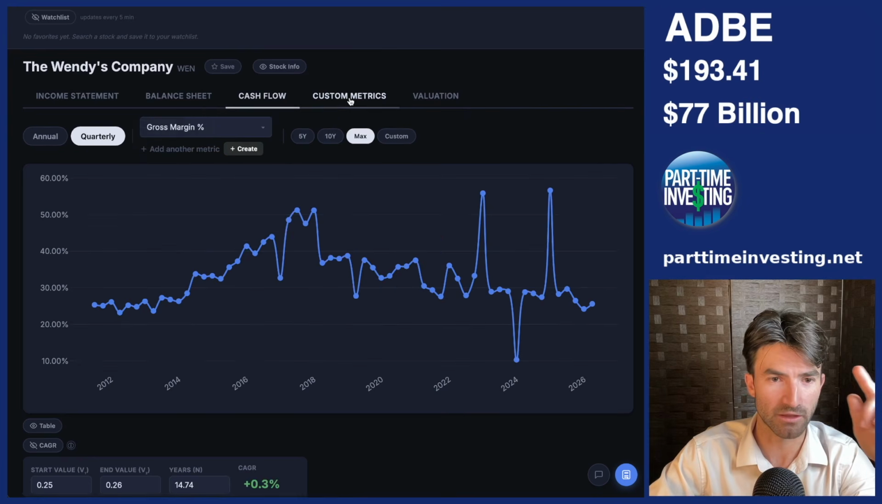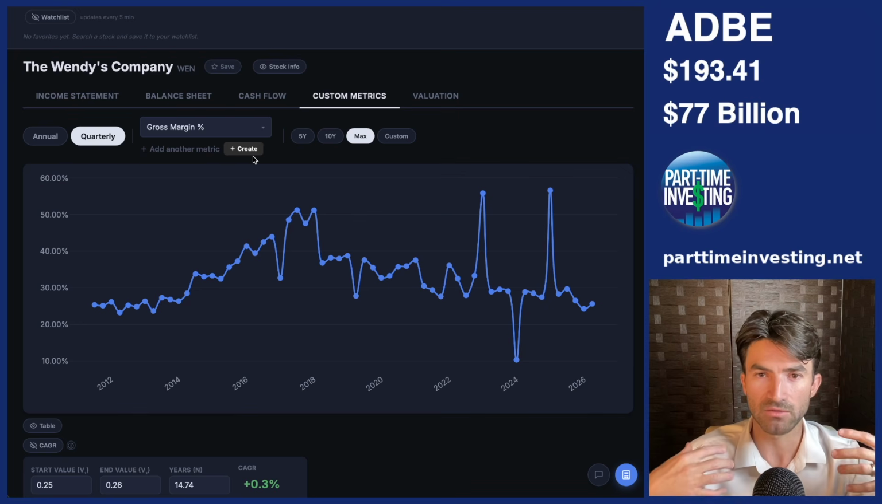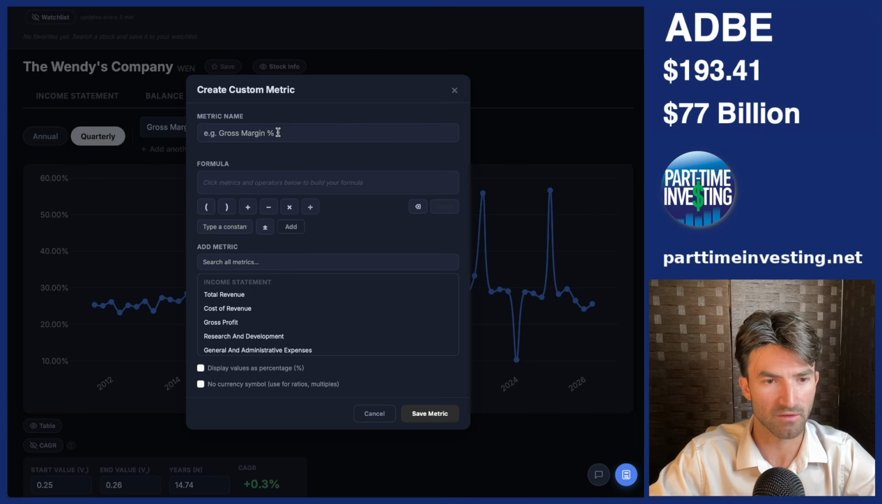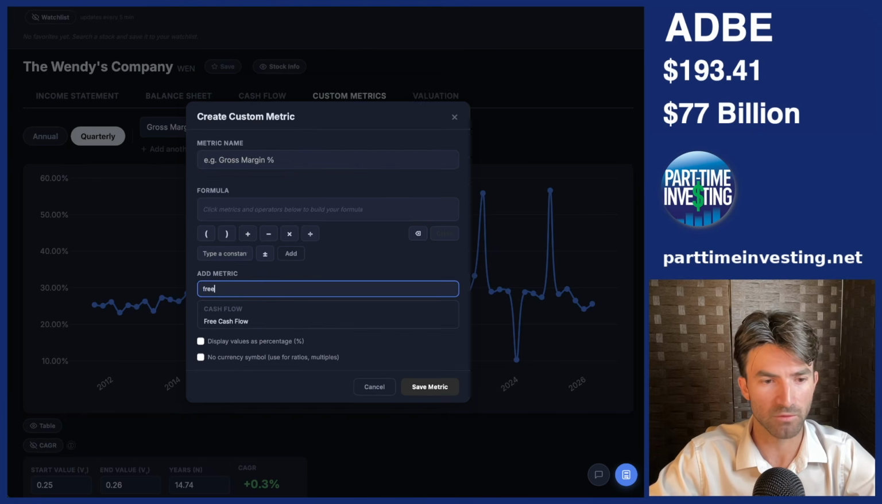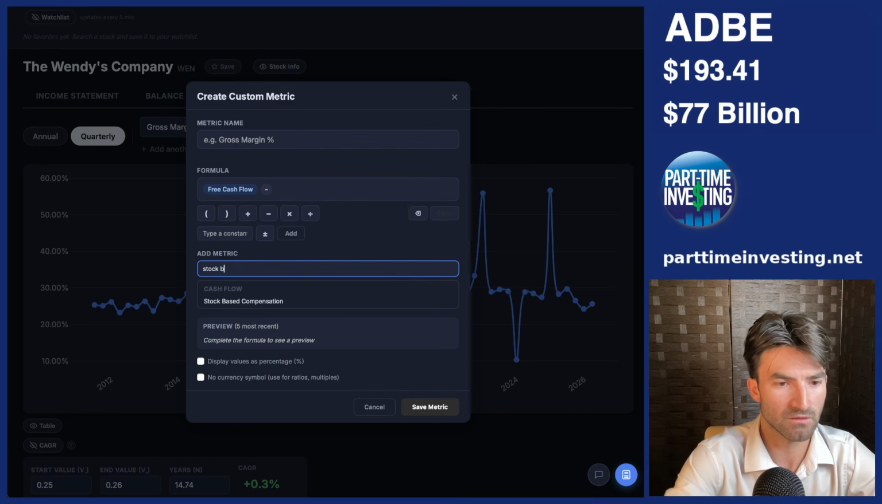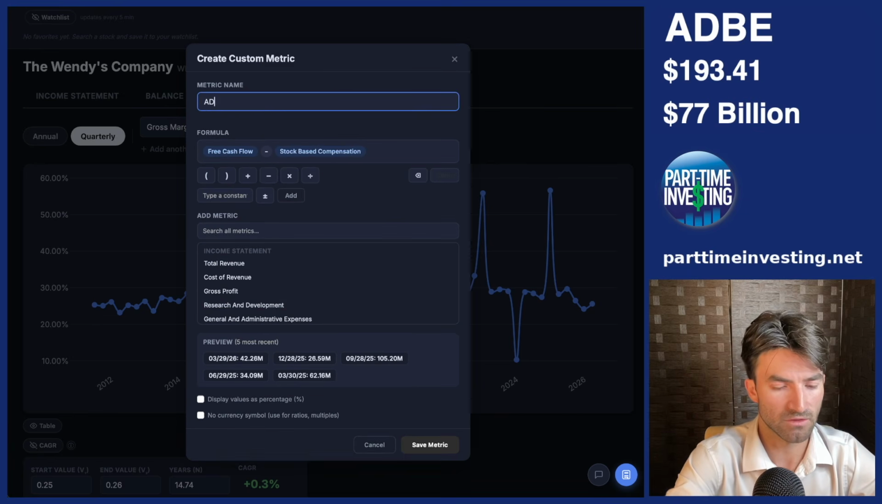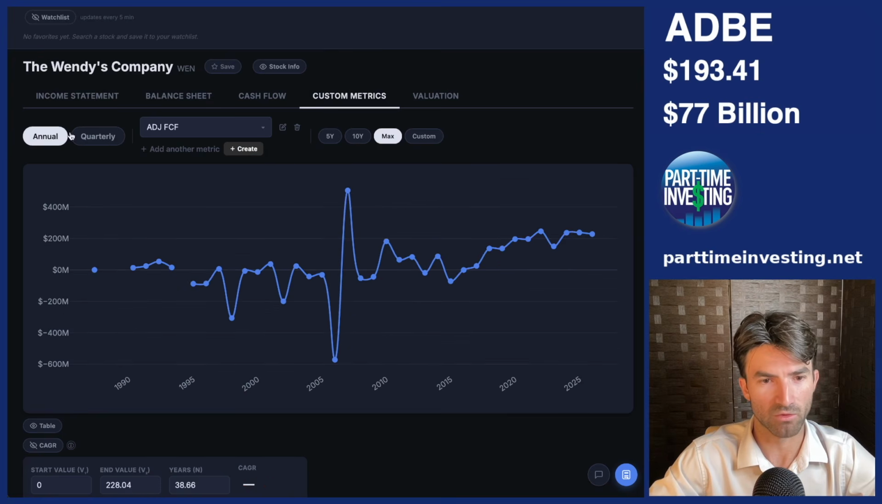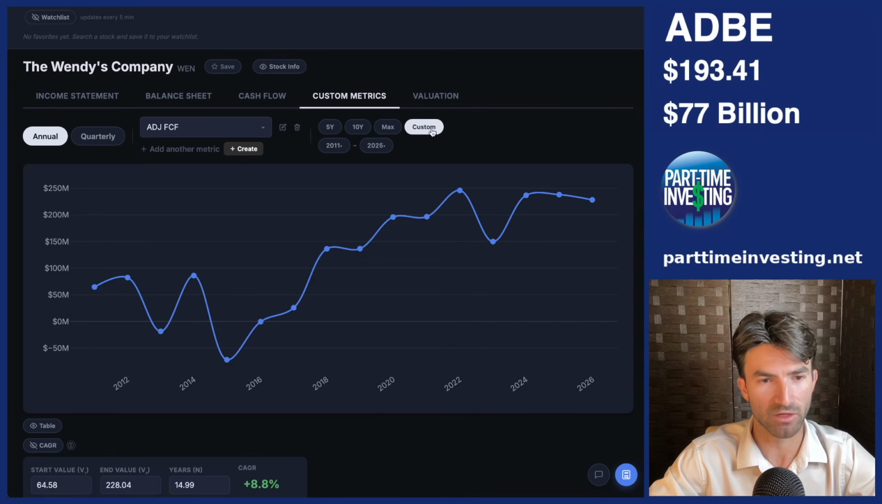And then this is one I really like, the ability to make your own custom metrics. So let's say you want to do return on equity or something that doesn't show up in the financial statements, or something unique like how I do free cash flow minus stock-based compensation, right? To look at free cash flow. And so you would just come in here and it opens up this little box. You can name it what you want. Search for the formula, like I would do free cash flow minus, and then search for stock-based compensation. And I'll just call it adjusted free cash flow. Save it, and then I can view it, right? I can view it on annual, quarterly, any date range, a custom date range, that sort of thing.